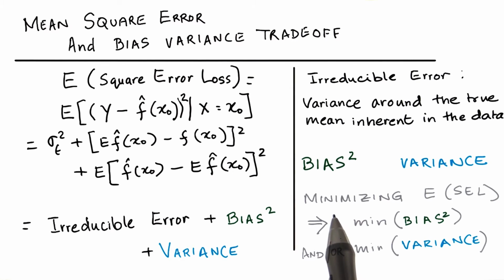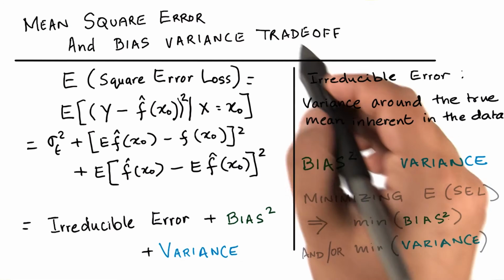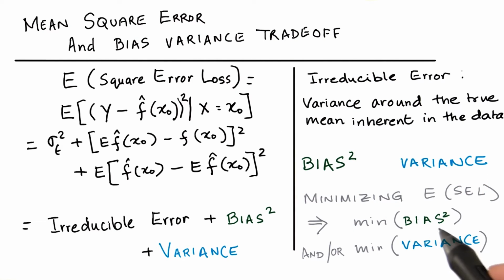Our goal is to minimize the square error loss. This in turn means that we are minimizing the bias term or the variance term. The problem is minimizing both is not always possible due to the complexity of the model. We will look at this problem. Thus, we have a situation where we have to have a trade-off between minimizing the bias square or the variance term. This is what is referred to as the bias variance trade-off.